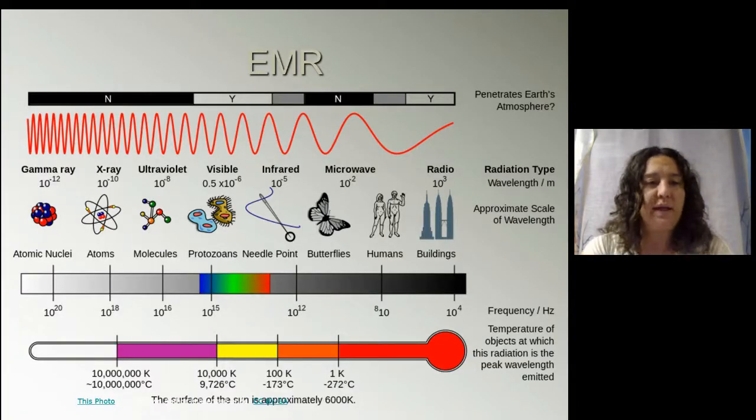Now, the shortest wavelengths are gamma rays, and the longest wavelengths are X-rays, which could be hundreds of kilometers long. And in the middle is our visible light at 0.5 times 10 to the negative 6 meters long. We also have microwaves, ultraviolet waves, and X-rays.